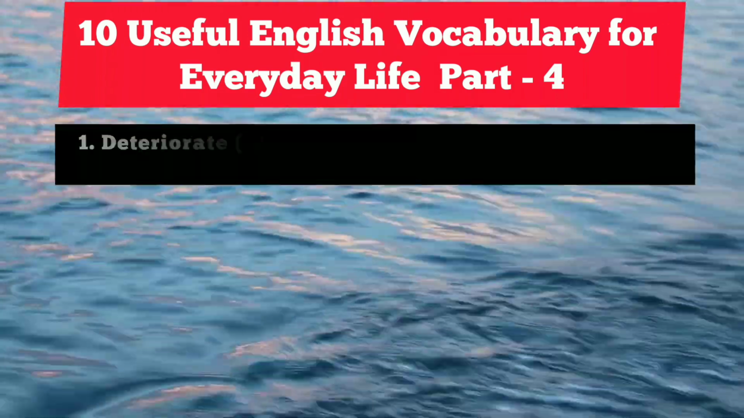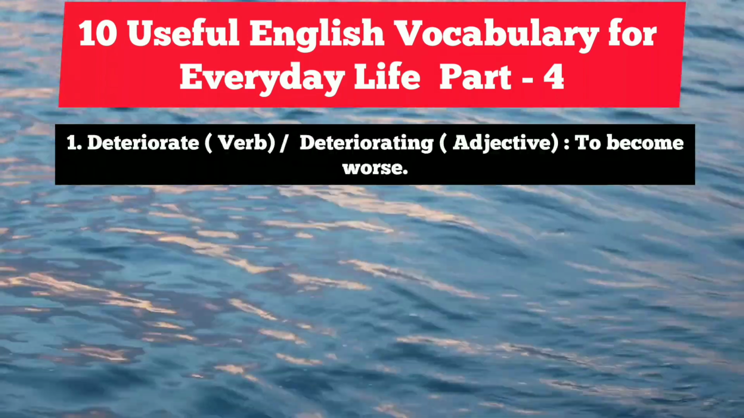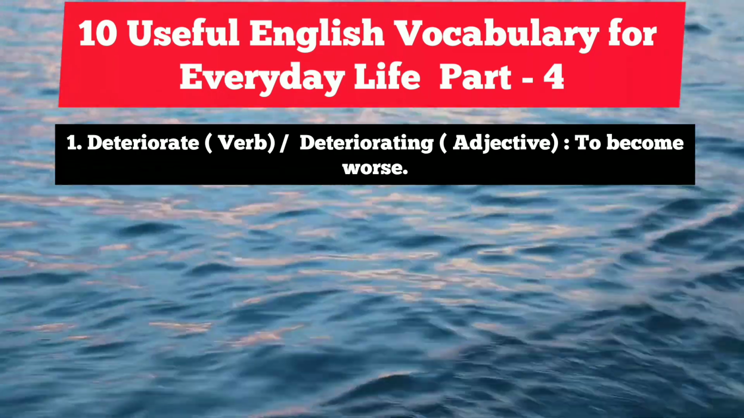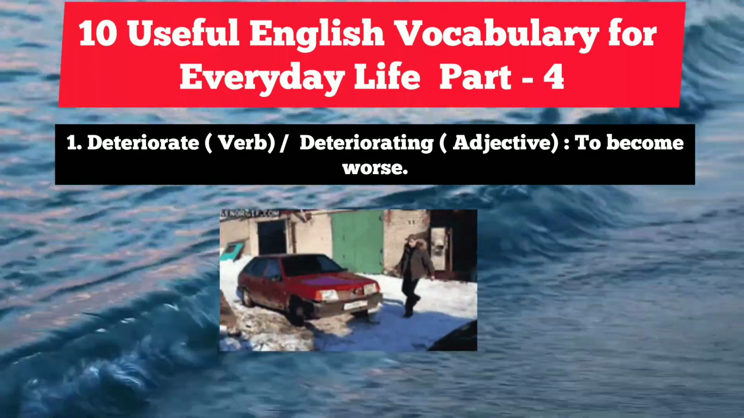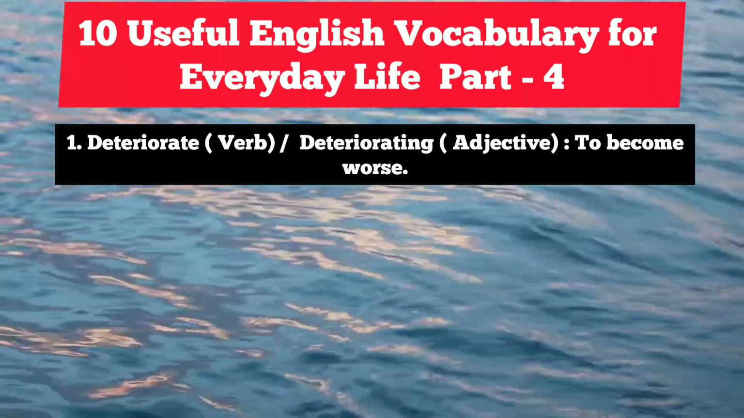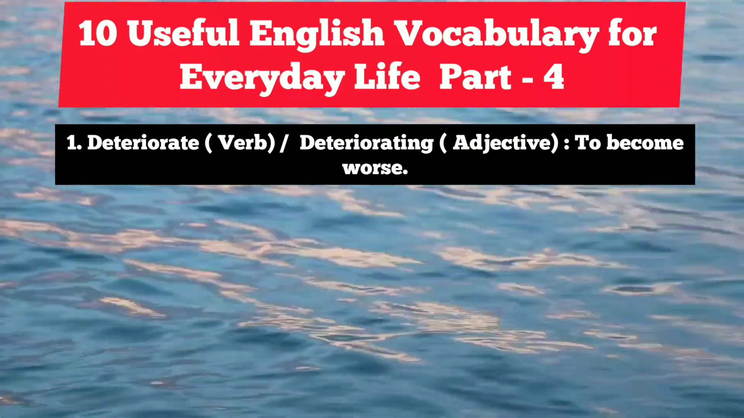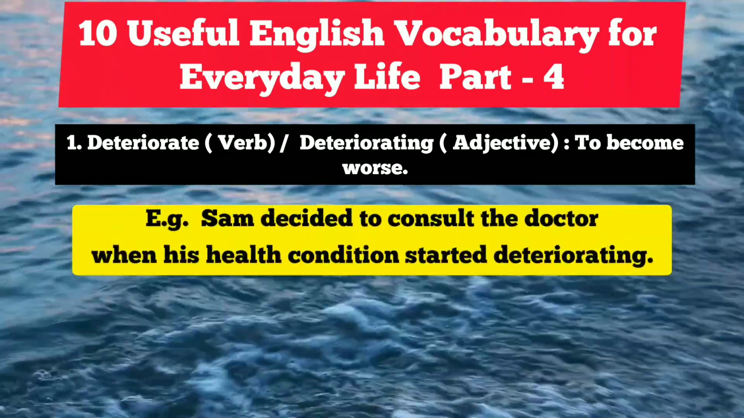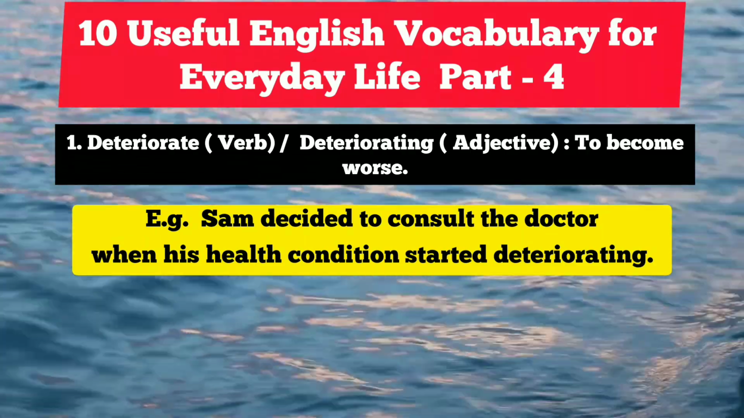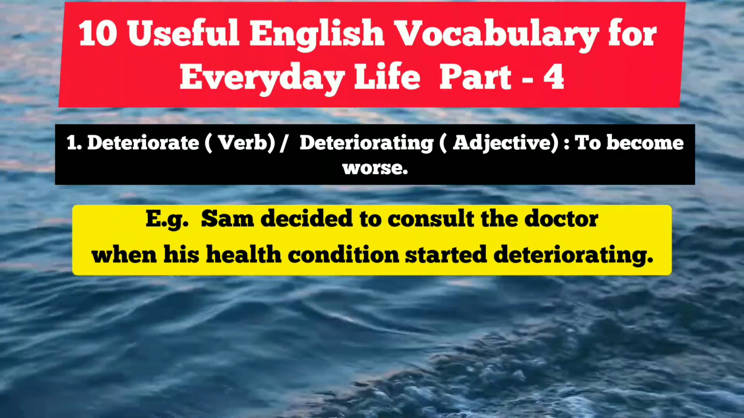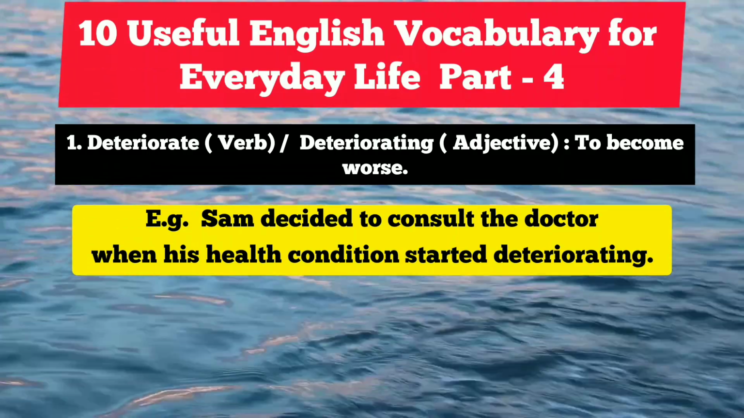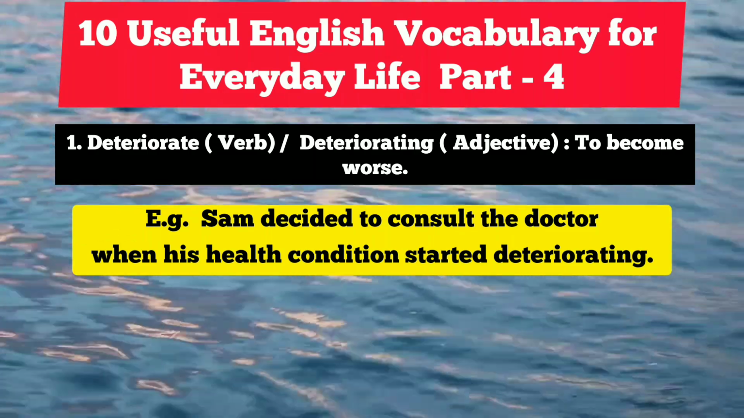So the first useful English vocabulary which we have for everyday life is deteriorate. Deteriorate is a verb. You can use that as an adjective, that is deteriorating. So it means to become worse, as you see here. So let me show you how to use it. Sam decided to consult the doctor when his health condition started deteriorating. That means he decided to go to the doctor when he realized that his health condition was going worse. So I'm quite sure it's crystal clear.